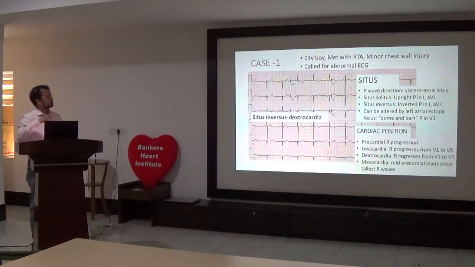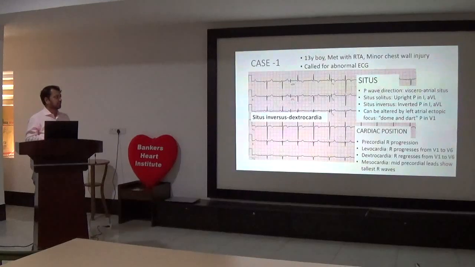Although there is dextrocardia, lead P waves can be positive, that can be altered by a left atrial focus. In that condition, there can be dominant R waves in V1, although the patient has dextrocardia. Regarding cardiac position, how do we determine the cardiac position? Main is precordial R wave progression. In levocardia, in normal individuals, R wave progresses from V1 to V6 normally. In dextrocardia, there is regression of R waves, as we can see in this ECG, and in mesocardia, mid precordial leads show the tallest R waves.